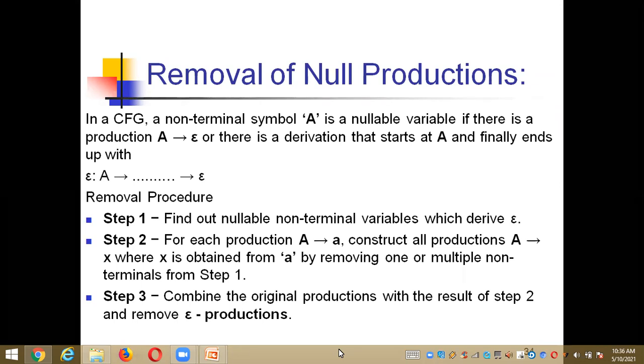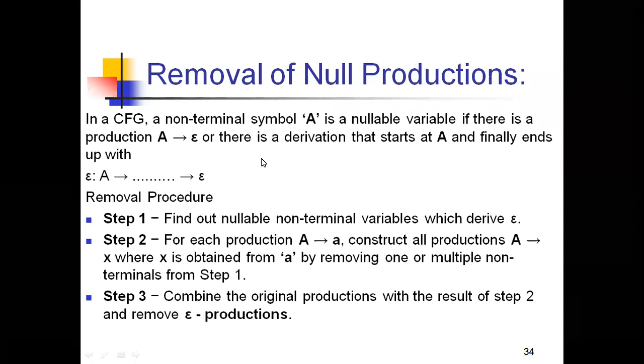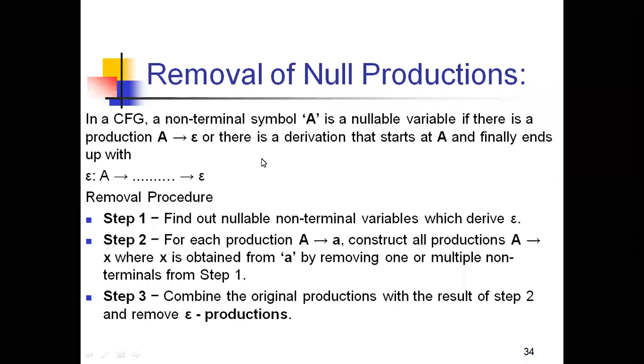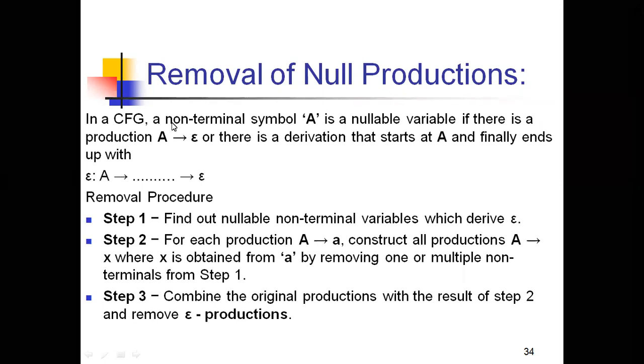So in the concept of the removal of null productions, in a context free grammar, if you know the syntax of a production, then you can easily understand how to remove or reduce null productions. Wherever you see a production with an epsilon, that means a production like A tends to epsilon, then you need to eliminate this null production. Epsilon is a null production.